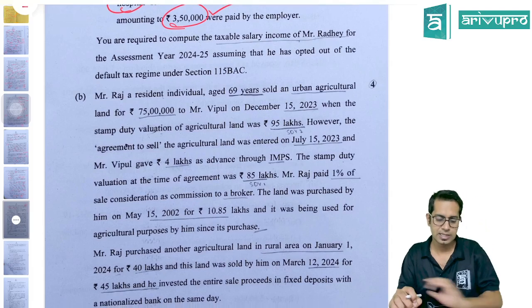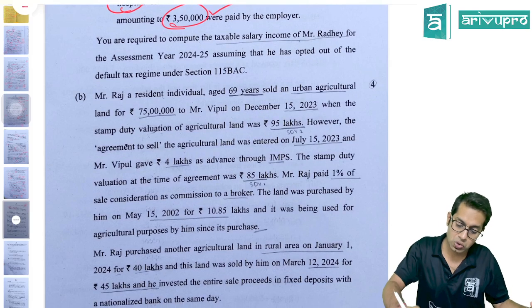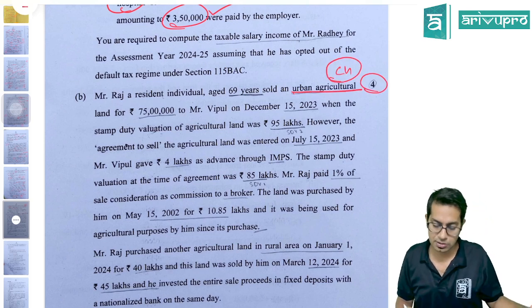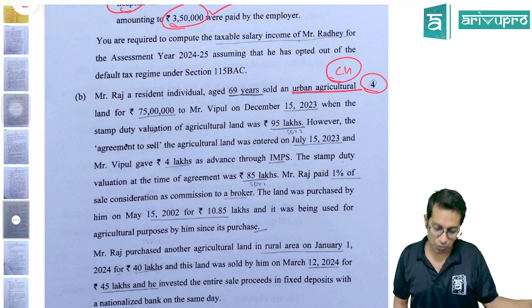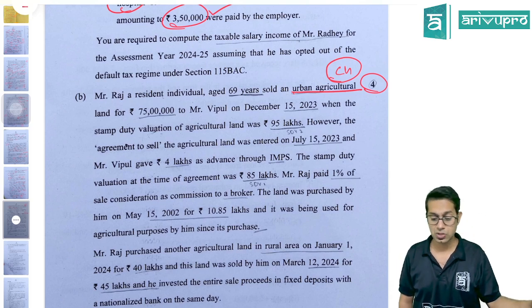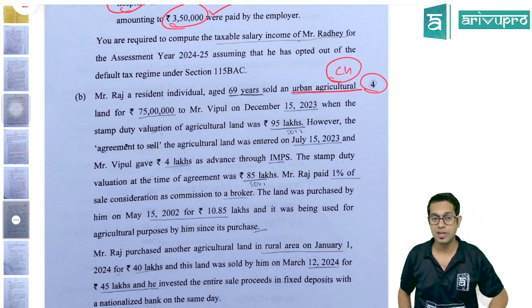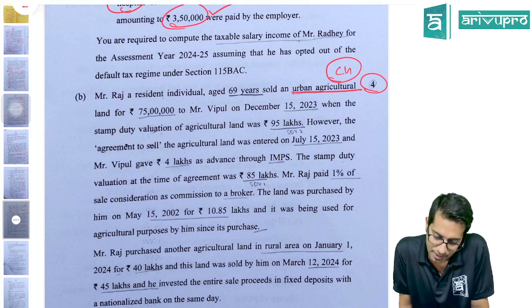Mr. Raj is a resident, age is 69 years. Sold his urban agriculture land. So this question is with respect to capital gain. Urban agriculture land sold for 75 lakh rupees to Mr. Vipul, when the stamp duty value was 95 lakhs. Problem is there. Stamp duty value, section 50C concept will come over here.